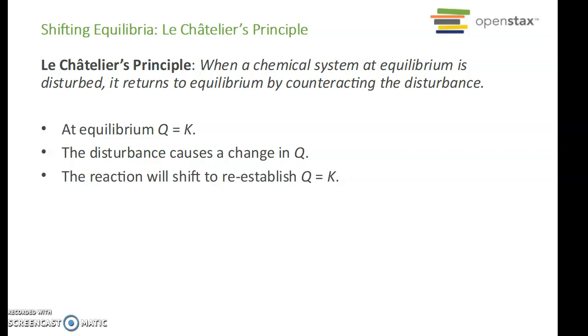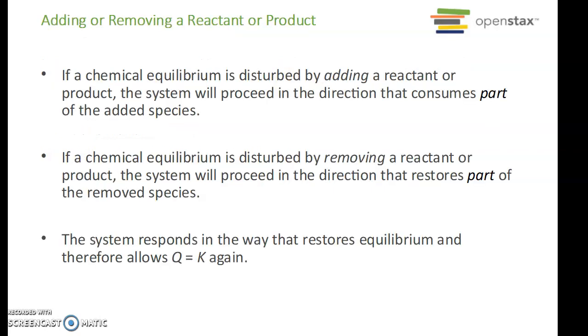Let's talk now about Le Chatelier's principle. A system is at equilibrium, but then that equilibrium is disturbed. It's going to return to equilibrium by counteracting that disturbance. So if you add something more to one side of the equation, that will force it to the other side of the equation. So whatever that disturbance causes a change in the Q, the reaction will shift to reestablish so that Q is again going to equal K.